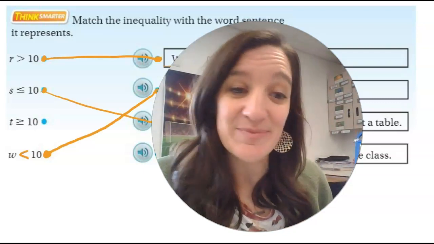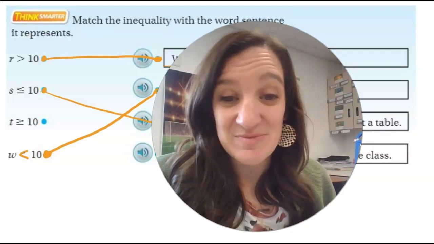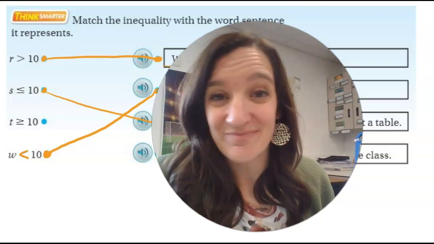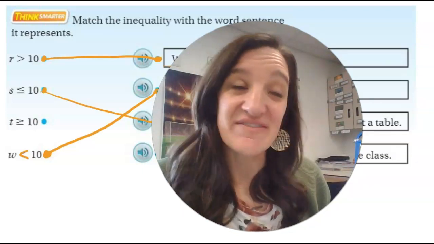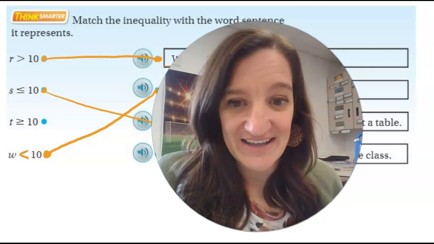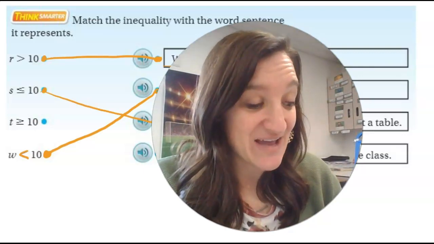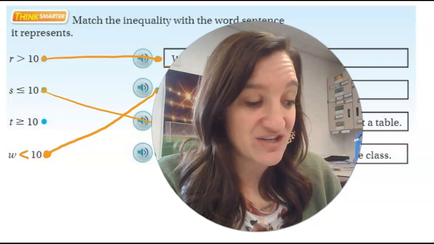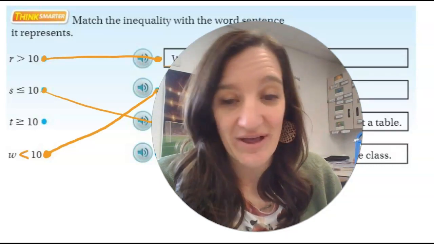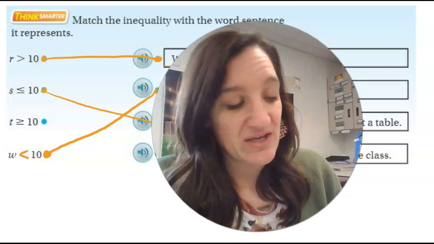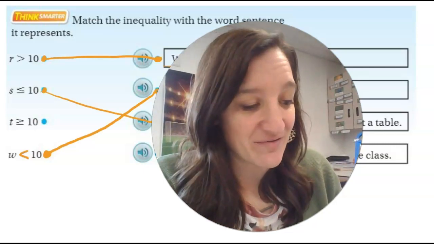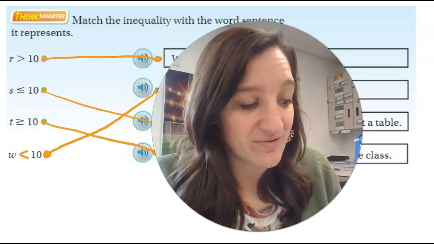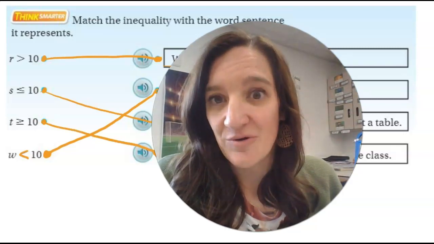At least 10 people need to sign up for the class, which means if there's 2 people, nope, not enough to do the class. If there's 7 people, no, the class is getting canceled. But if there is exactly 10 people, that will work. If there's more than 10 people, that's great. You just can't have a lesser amount than 10. So "at least" is that greater than or equal to inequality.